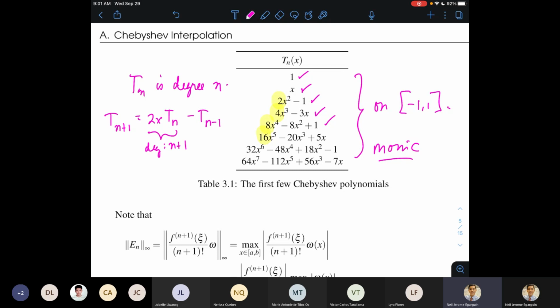Okay. So hindi na siya monic, and in fact, ang leading coefficient ay what? 2 to the power, ano kayang leading coefficient? 2 to the power 1. Kasi as we have observed here, lagi siyang power ni 2. Pero ano ang leading coefficient ni T sub n in general? Anyone? Plus 1 ulit sa prob set.